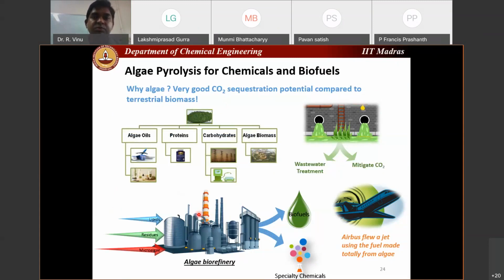It has very good CO2 sequestration potential, because it can absorb a significant amount of CO2 compared to terrestrial biomasses, and the land requirement for its growth is also very low, and it can be grown in wastewater. A typical algae biorefinery can produce biofuels, chemicals, gases, fertilizers, protein supplements, and so on. Algae contain proteins, carbohydrates, and lipids, unlike any terrestrial biomass.